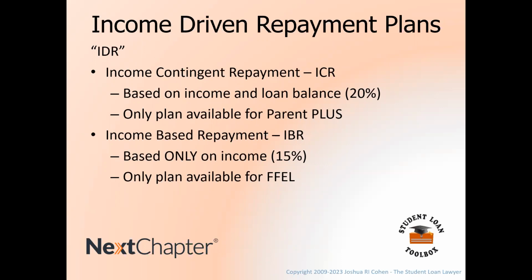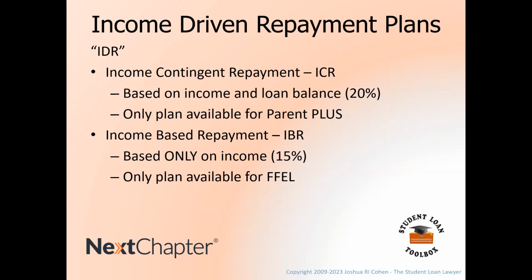We have IDR, income-driven repayment plan. The first one that came out was income contingent repayment. This has been around since 1993. I don't know many people that have been on it since 1993, but it's been around since then. This is based on both the borrower's income and the loan balance. It has a 20% formula. I'm going to show you the formula. I'll give you a peek behind the curtain in just a minute. But this is a 20% formula. We care about income contingent because it's the only plan available for Parent PLUS loans.